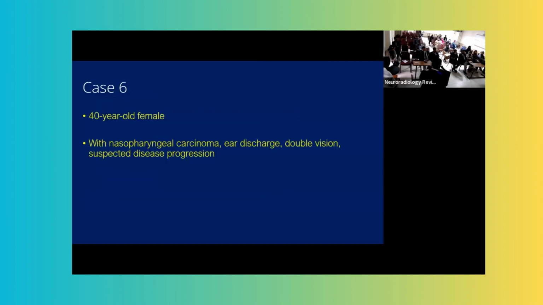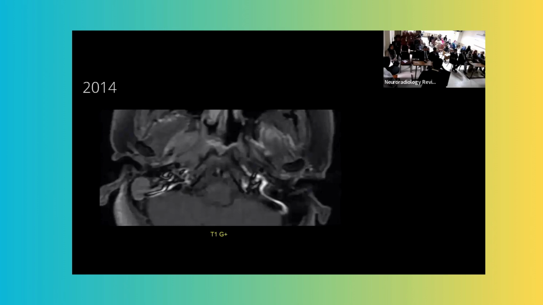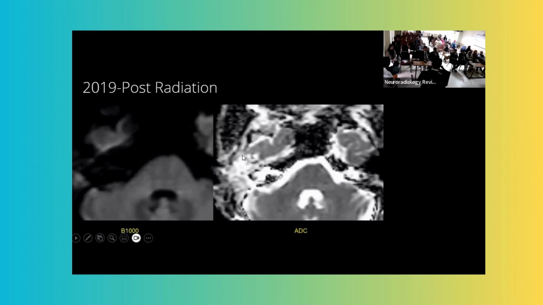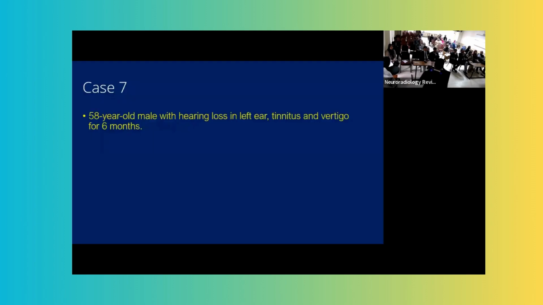The next case is a 40 years old female with nasopharyngeal carcinoma looking for disease progression. So this is the nasopharyngeal carcinoma in 2014, which was treated with radiation therapy. And now there is a mastoid effusion, which is showing some enhancement. But there's no diffusion restriction at all. So it was just post-radiation changes in the mastoid process. So it's not any mastoiditis or anything.